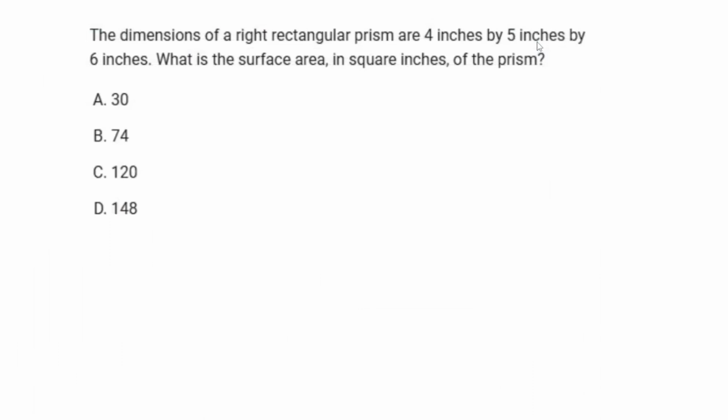Okay, so here we have an SAT math question, and it was taken from the SAT math question bank. The question states, the dimensions of a right rectangular prism are 4 inches by 5 inches by 6 inches. What is the surface area, in square inches, of the prism?